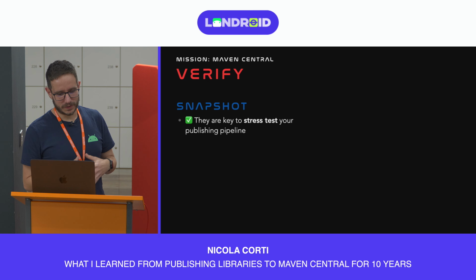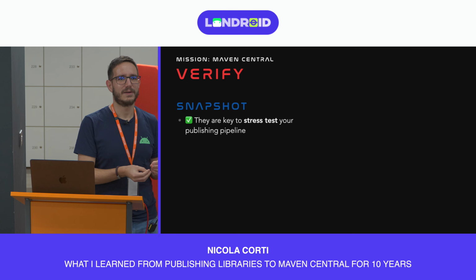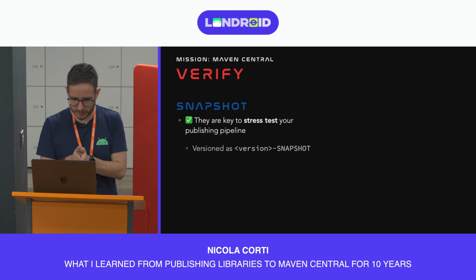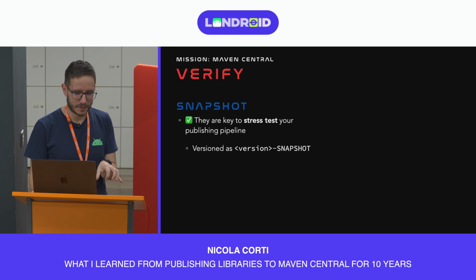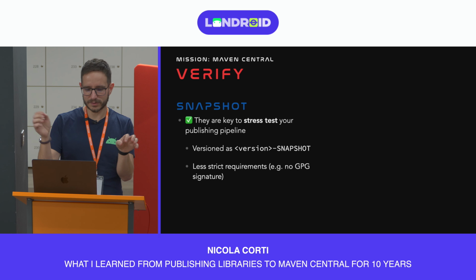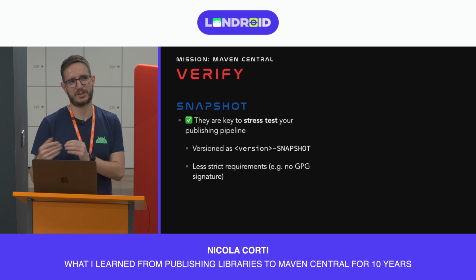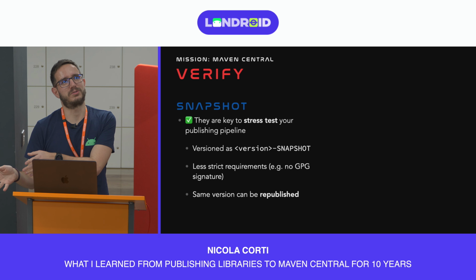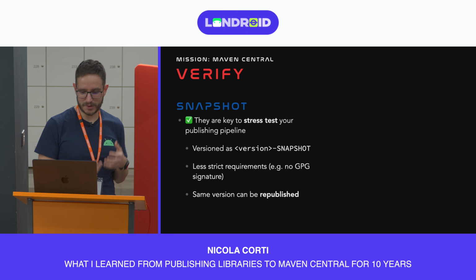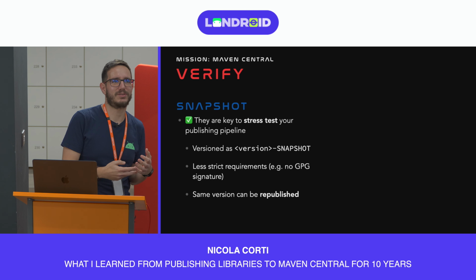Snapshots. Snapshot releases are a way to stress test your publishing pipeline. So they are a mechanism that you can use to test all the automation that I told you before. They have a couple of quirks, though. They are versioned as version-SNAPSHOT, like 1.0.0-SNAPSHOT. They have less strict requirements. So for example, you don't need to GPG sign to publish a snapshot, but eventually you will have to GPG sign when you go to Maven Central. And the other thing is they can be republished, which is good if you're a library author because you can republish 1.0-SNAPSHOT as many times as you want.